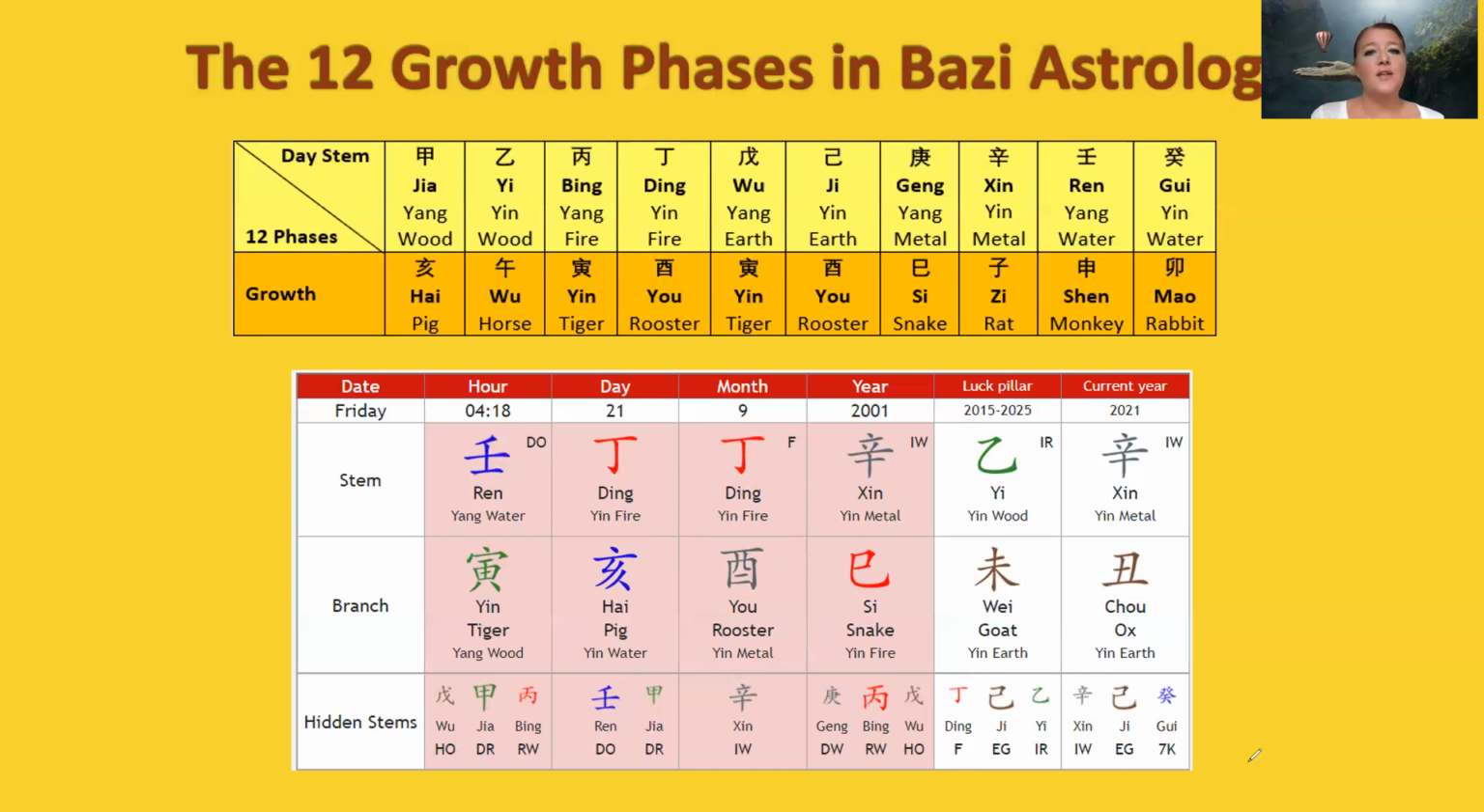If it happens to be in the month, so if the growth phase is hidden in the month, again, this will relate to family relationships, but probably more the closer relationships with your siblings and your parents. Whereas the year could indicate the wider, the extended family.